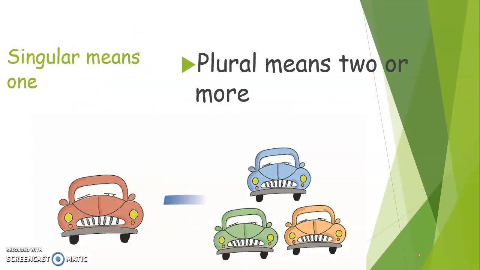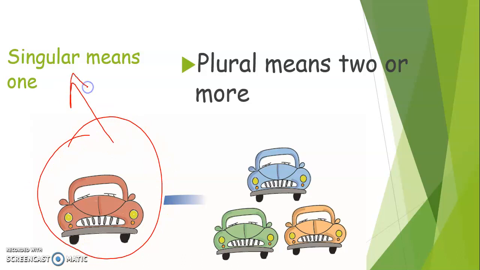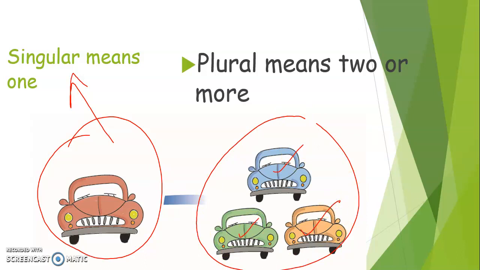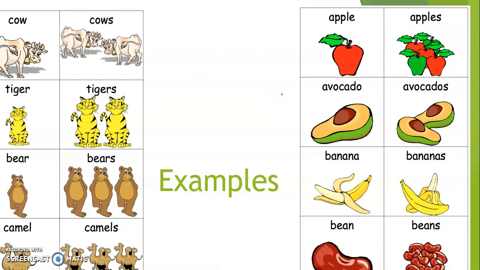Same, look at the picture. Can you see one car over here? So it means singular. And see, can we count it? 1, 2, 3. They are more than one. Yeah. So it means these are the plurals. Okay. Plural means two or more. So let's look at some more examples so that it will be very clear to you.